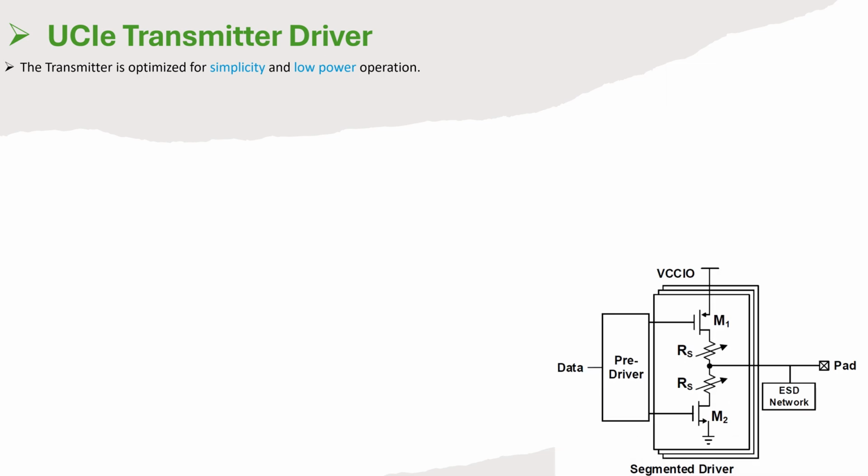Now let's look into the driver part of the transmitter. UCIe mentions transmitters to be optimized for simplicity and low power operation, a natural expectation. This is an example of a segmented driver. Segmented means we don't use a single driver; we take a unit and put many of them in parallel. They're like legs, segmented.